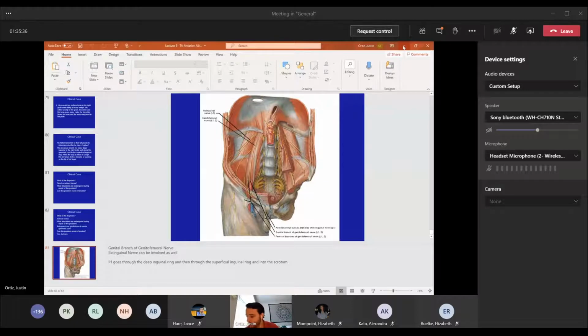Yeah, so the indirect hernia goes through the deep inguinal ring, and then it's going to pass through the superficial inguinal ring into the scrotum, basically. So yes, that is correct. And the direct hernia would only go through the superficial? It depends on where the direct hernia is. It could go through the superficial, but likely it's just going to be on the peritoneal wall.